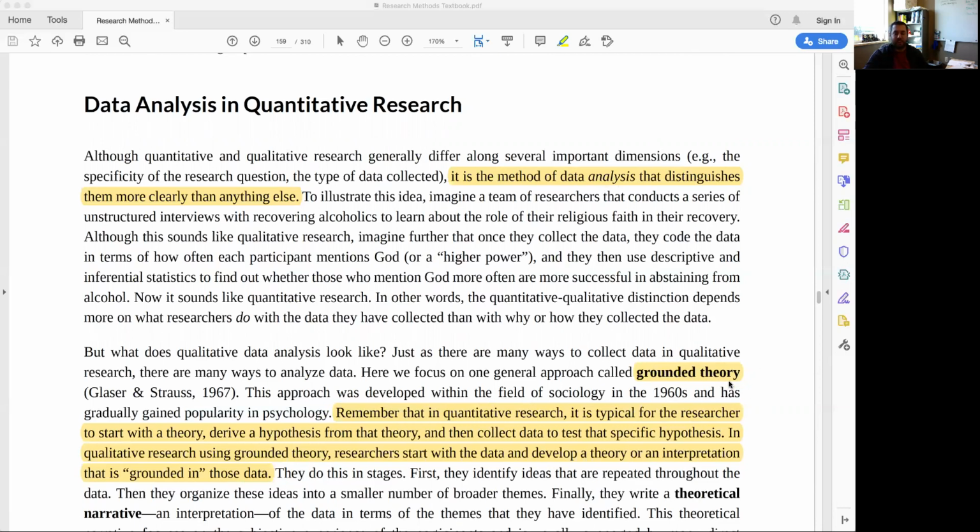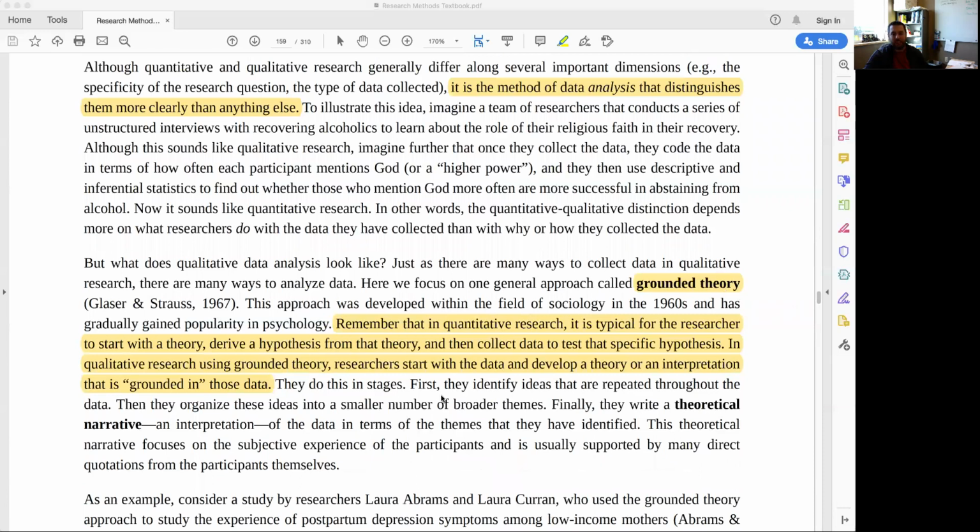There's something called grounded theory, which is kind of fun because it's the opposite of how, again, most of the time research is talked about. So quantitative research, typical for the researchers, starts with a theory, derives a hypothesis, and then collects data to test it. In qualitative, if you're using grounded theory, you actually start with data and then develop a theory or interpretation that is grounded in that data.